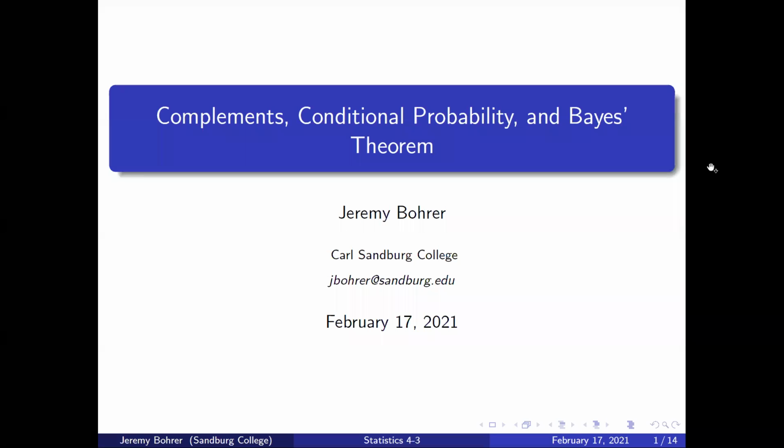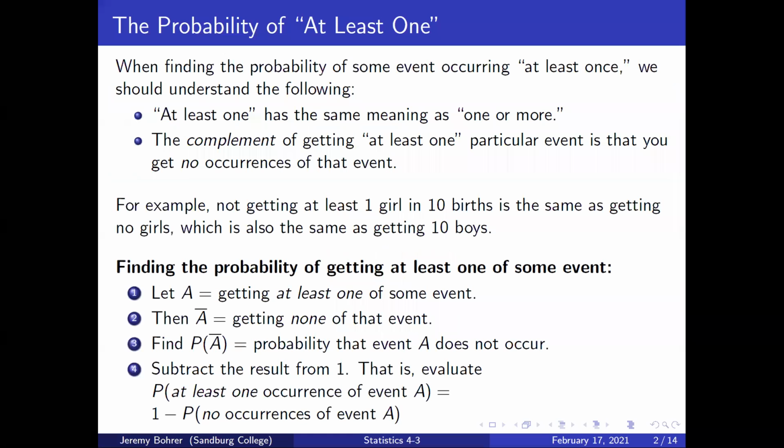In this video, we will discuss complements, conditional probability, and Bayes' theorem. The probability of at least one. When finding the probability of some event occurring at least once, we should understand the following. At least one has the same meaning as one or more.